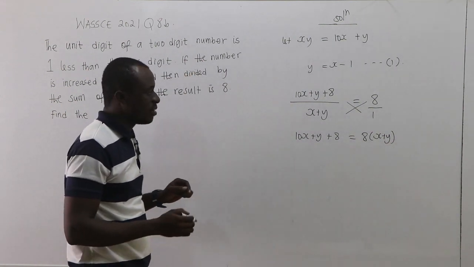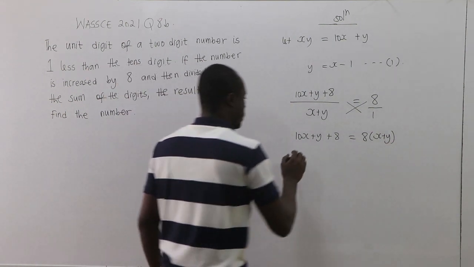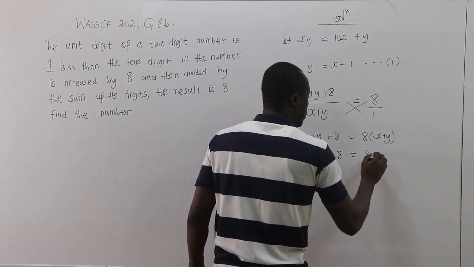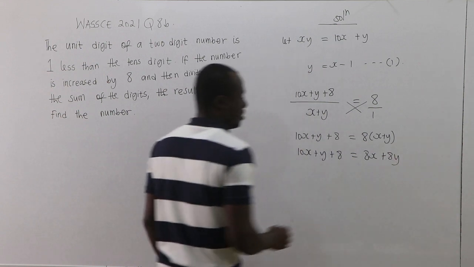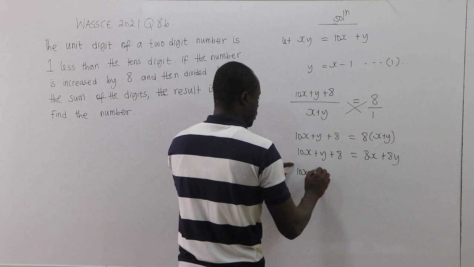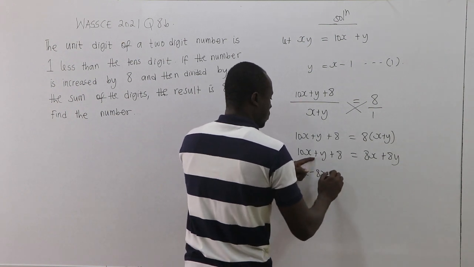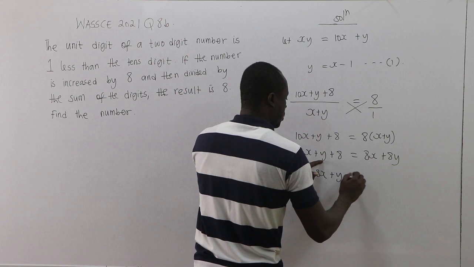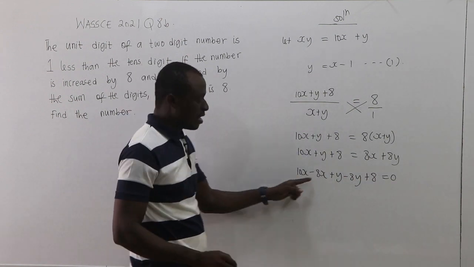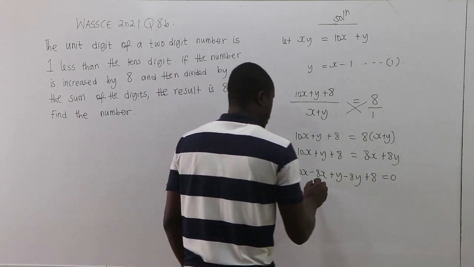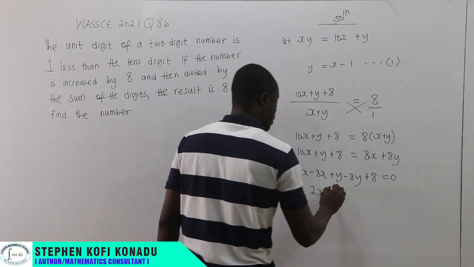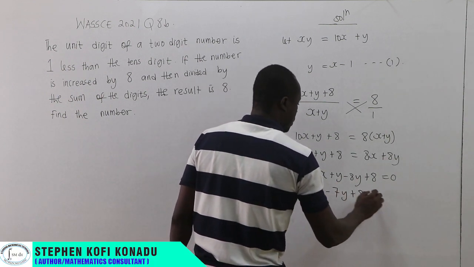We expand the right hand side using the distributive property. So you have 10x plus y plus 8 equal to 8x plus 8y. Let's break this down. Let this one come here. So we have 10x minus 8x, plus y minus 8y plus 8, and this is equal to 0. 10x minus 8x is just 2x. y minus 8y is negative 7y, plus 8. This is equal to 0.